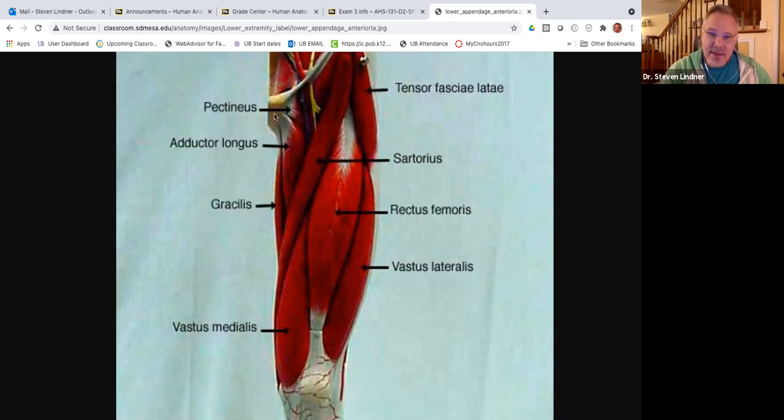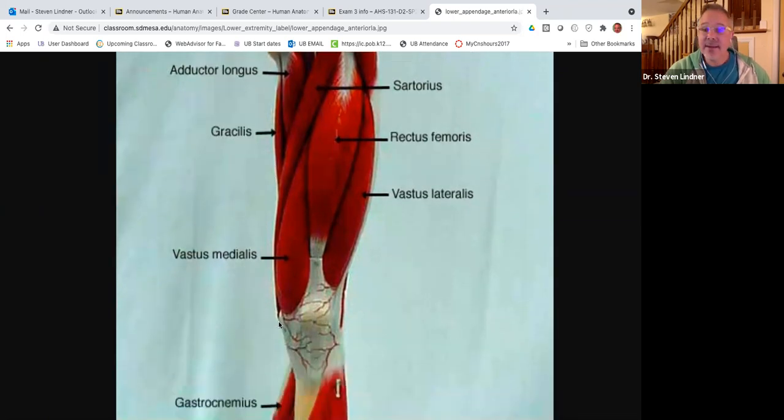It originates there on that pubic bone, comes all the way down, and inserts just behind the sartorius. Remember I said the sartorius inserts on that pes anserine? Just posterior to that insertion is the gracilis. So that's the second muscle that makes up the goose foot, or the pes anserine. The third muscle is a hamstring muscle called the semitendinosus, and I'll show you what that looks like when we cover the hamstrings.